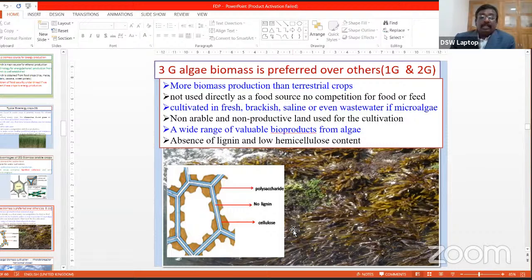Since it is growing in the water, a pond or a large structure can be useful for growing the algae. And the growth period is also very short: 1 month, 1.5 months, or 15 days is the life cycle of the algae. Even marine algae can grow within 45 days. So the time for generating biomass, and the space required for its production, is significantly lower for algae biomass than for terrestrial biomass.